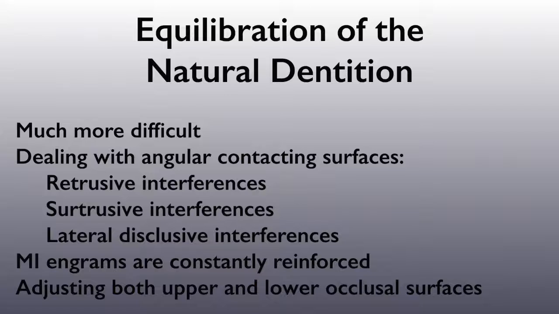The engrams on which the muscles are functioning are constantly reinforced whenever the teeth come together. So the problem is to overcome those engrams. You're also adjusting both the upper and lower occlusal surfaces and have to understand what interferences are likely to show up as the process continues.